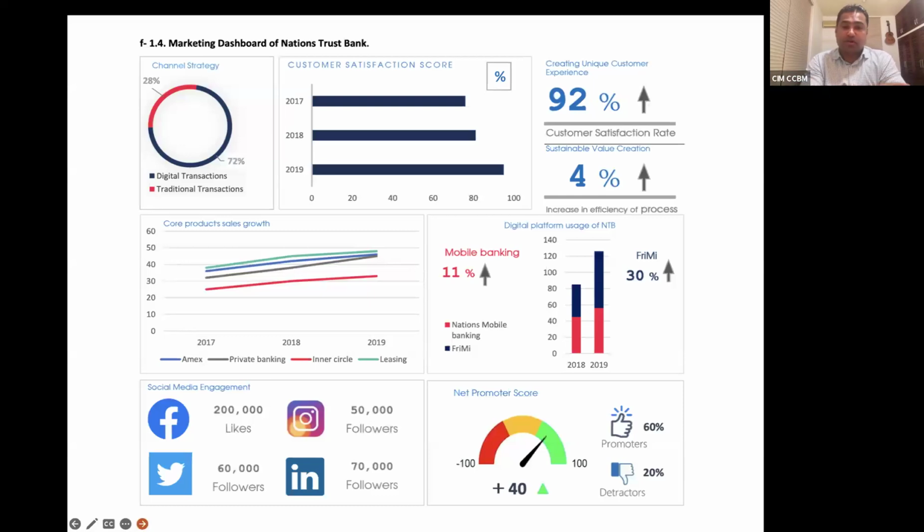So these are examples of students' work from level 6. You are in level 4. I told you in level 6, you will be undertaking a marketing plan. These are examples of dashboards where you create with charts and graphs.